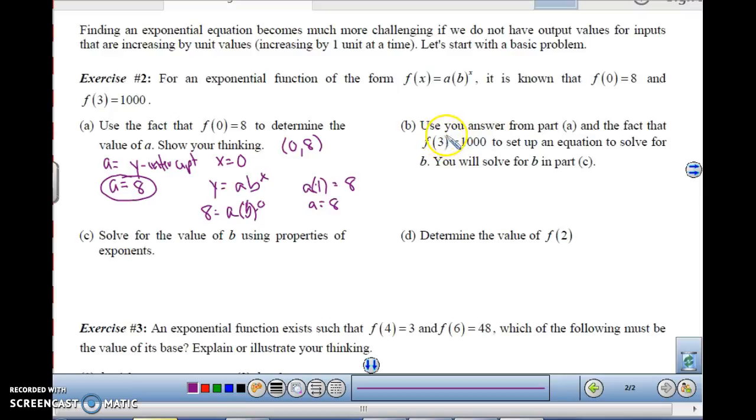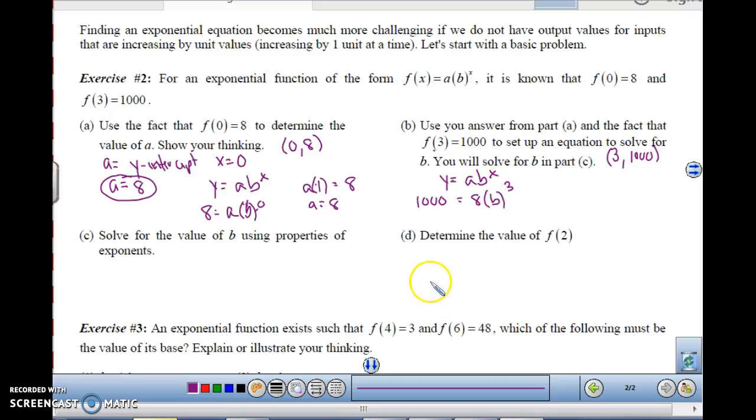Okay, now use your answer from part A and the fact that f of 3 equals 1,000 to set up an equation to solve for b. So let's set up the equation. All right, now we know that y equals a b to the x. Well, let's see. We have f of 3 is equal to 1,000. Isn't that the point x is 3, y is 1,000? Yep. Let's plug it in. 1,000 is y. We figured out that a was 8, times b to the third.